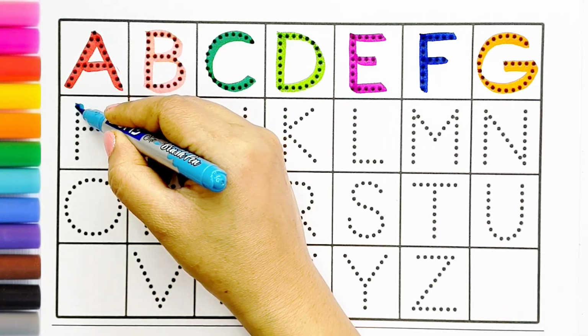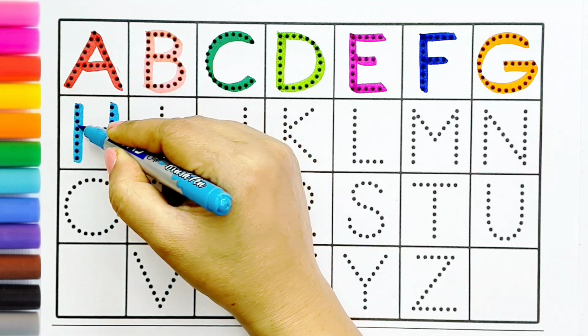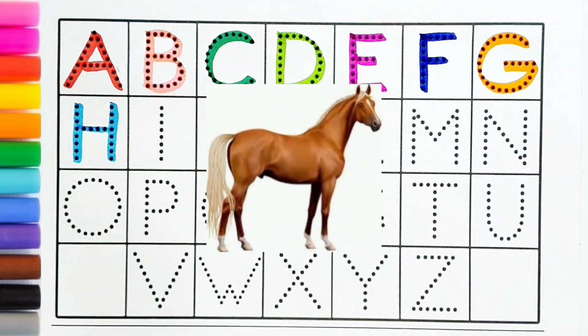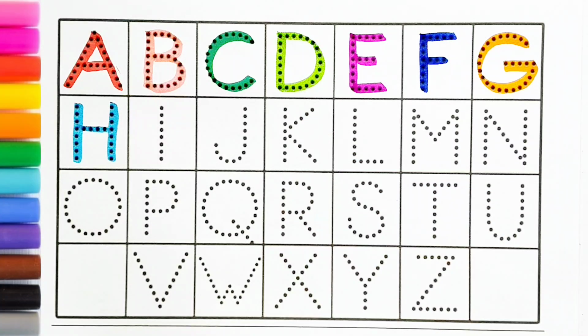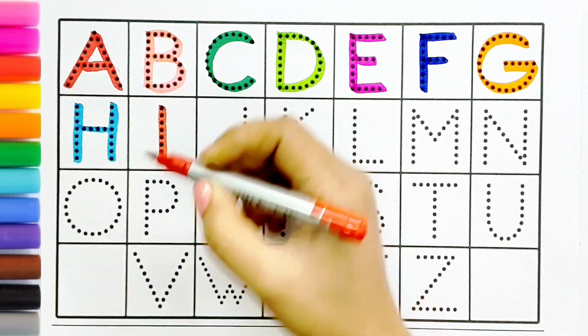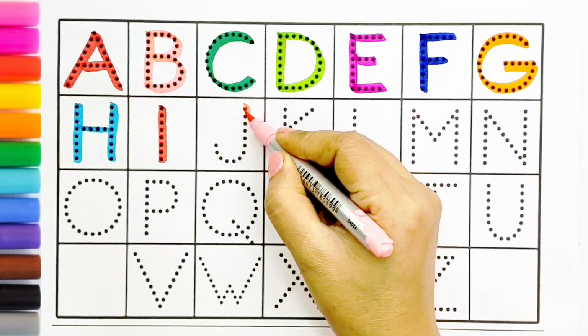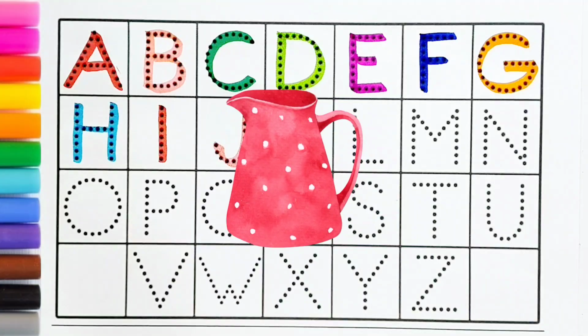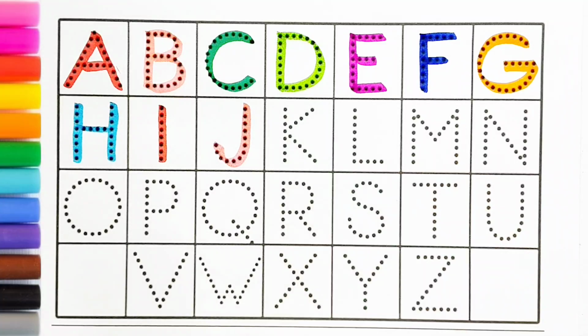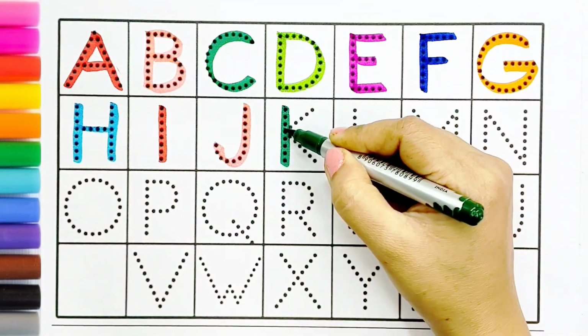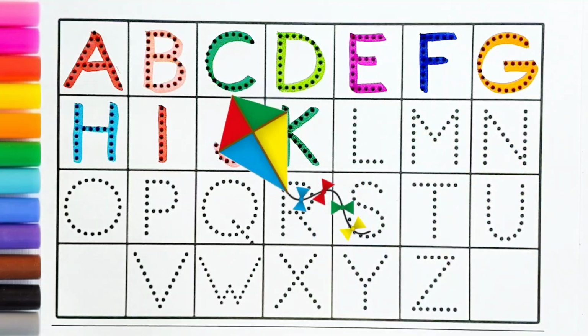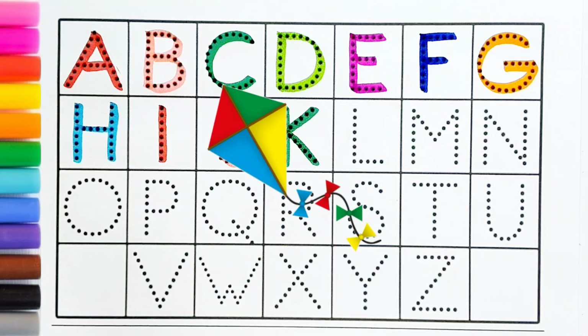Sky blue color. H. H for horse. H for horse. Red color. I. I for ice cream. I for ice cream. Peach pink color. J. J for jug. J for jug. Dark green color. K. K for kite. K for kite.